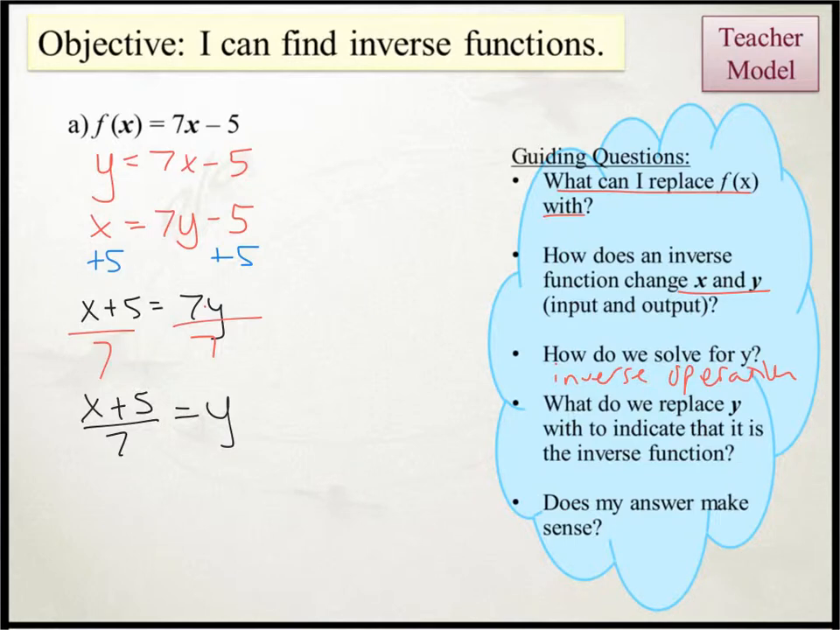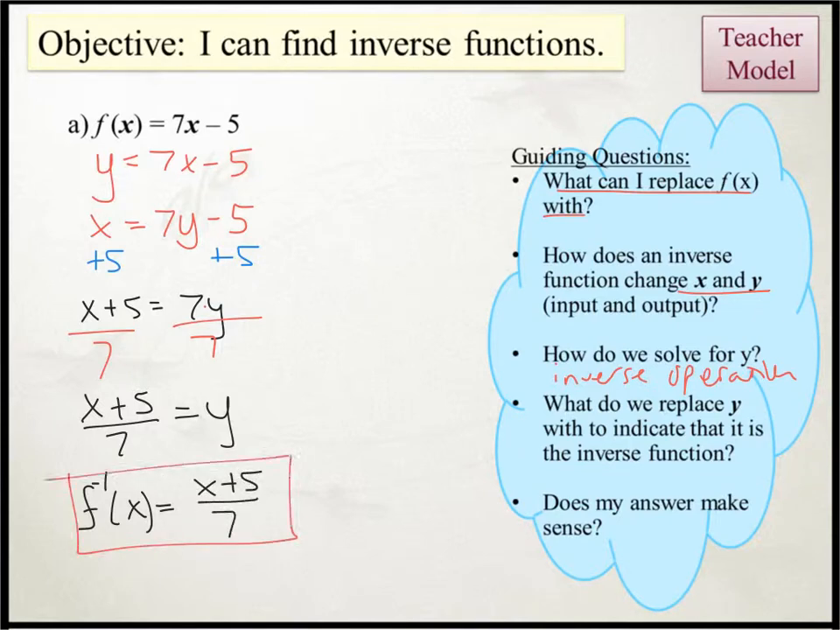This is actually my inverse function. I'm just going to write it in inverse function notation. So I'm going to write f of x, and then I'm going to put a superscript -1, and that just reads as inverse of f, equals x plus 5 over 7, and that is my final answer.